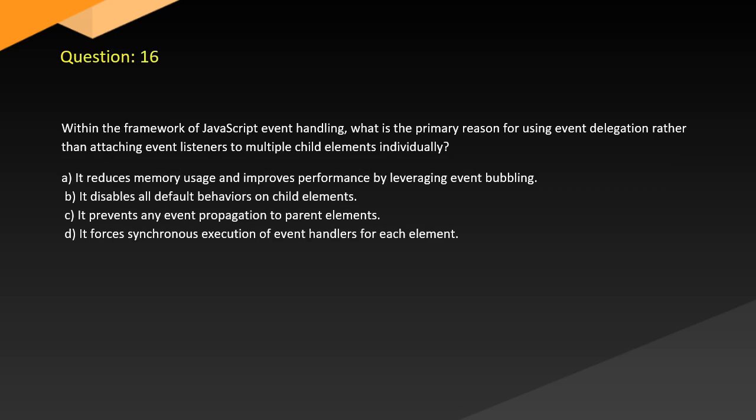Question 16. Within the framework of JavaScript event handling, what is the primary reason for using event delegation rather than attaching event listeners to multiple child elements individually? A. It reduces memory usage and improves performance by leveraging event bubbling. B. It disables all default behaviors on child elements. C. It prevents any event propagation to parent elements. D. It forces synchronous execution of event handlers for each element.